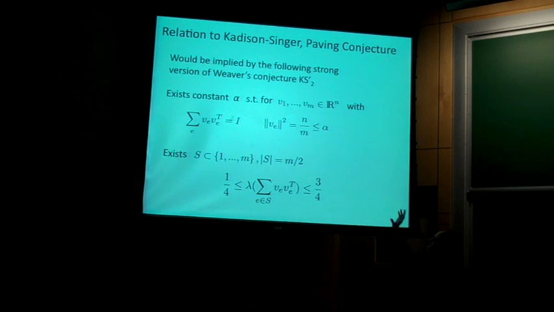Actually, I'm going to give you a strengthening of it. It would say that there's a constant alpha. So whenever I have m vectors in n dimensions, they should be a decomposition of the identity, and all my vectors should have the same norm. Let's say that norm will be less than or equal to alpha. So alpha just constrains the ratio of m to n.